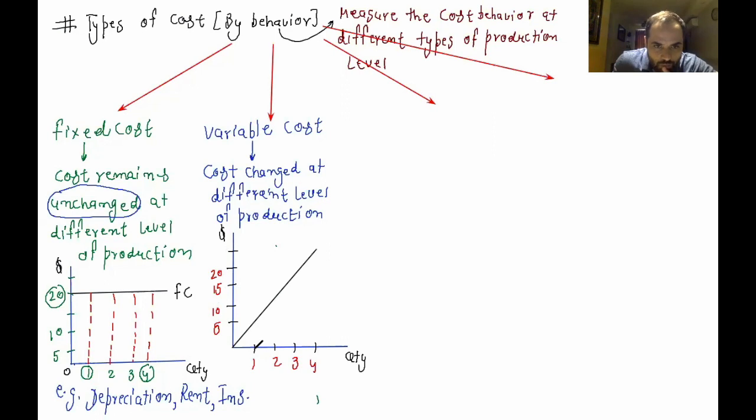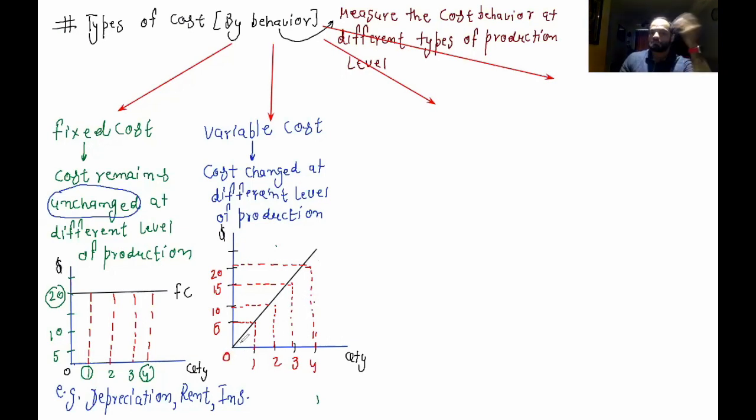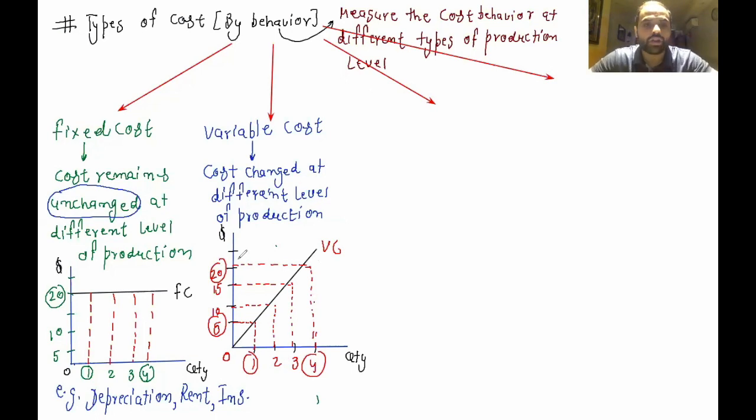So let's say if you produce one product, your cost is 5. You produce 2 products, cost 10. 3 products, 15. 4th product, 20. So that is your variable cost. If you do not produce any product, zero cost, right? As production increases, 1 unit costs $5, 4 units cost $20. So high production, high cost; low production, low cost; 0 product, 0 cost, right? So this is your variable cost.